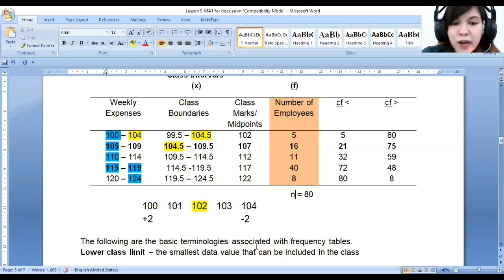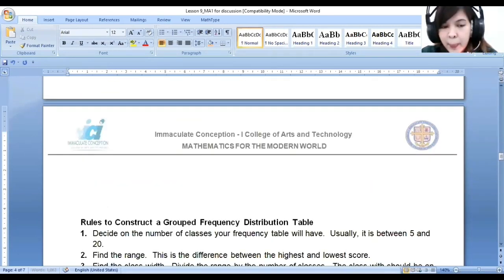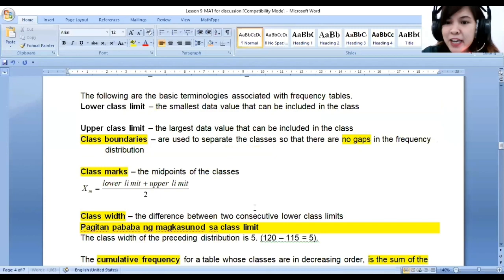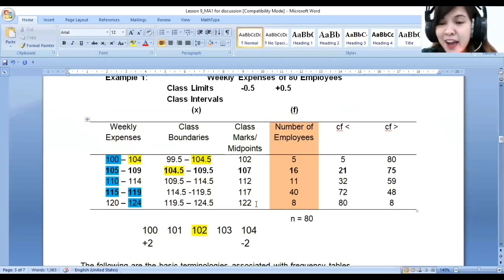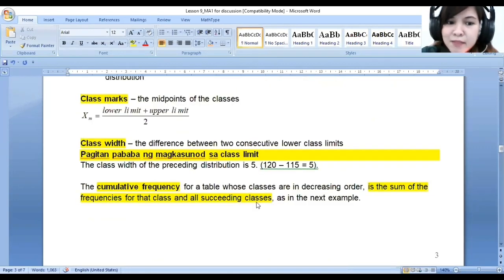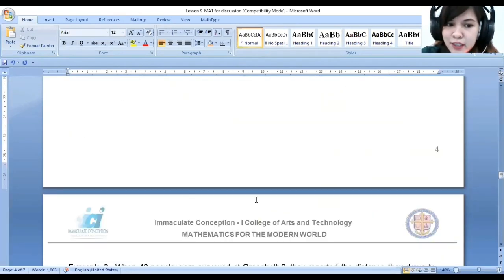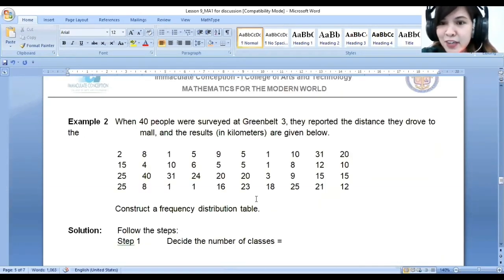Yan lahat ng ating mga terms dito sa baba. What if, in our example number 1, provided na yung first column saka second column. It means that I provided you already the class limits and the frequency. But now, in my second example, nakalagay dito, let's read. When 40 people were surveyed at Greenbelt 3, they reported the distance they drove to the mall and the results in kilometers are given below. So, mayroon pa lang tayong tinatawag dito na raw data.